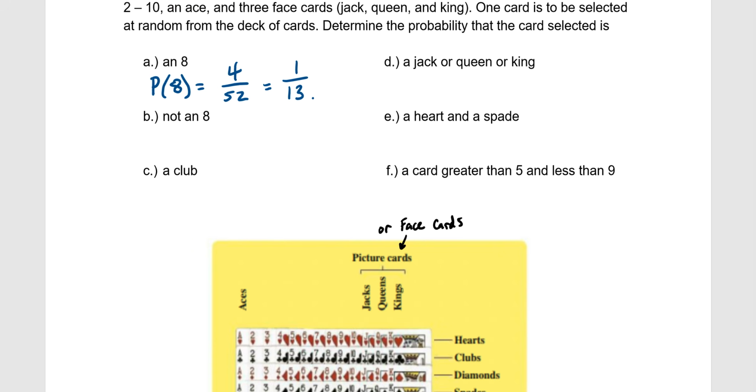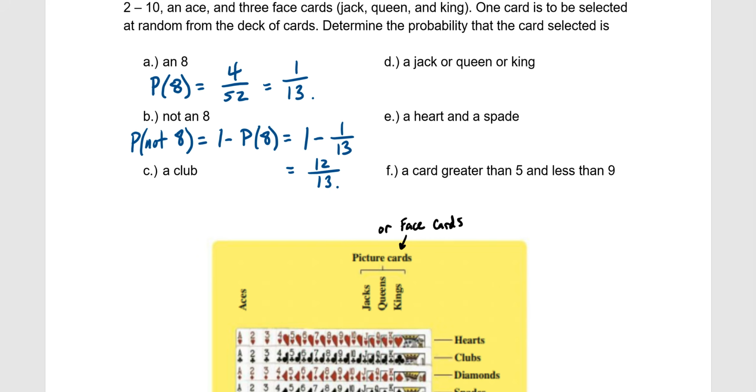Okay, for the next one, the probability of not an 8, so the probability that it is not an 8 this time, we can go ahead and count up how many cards are not 8s, or we can just use what we just learned and say that's going to be 1 minus the probability that it is an 8, which is 1 minus 1 over 13, which is going to be 12 over 13.